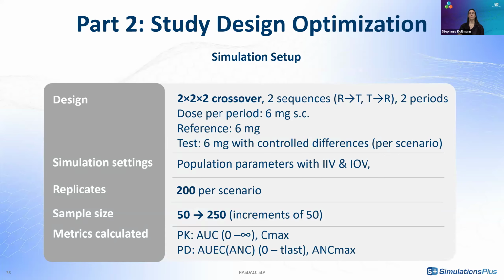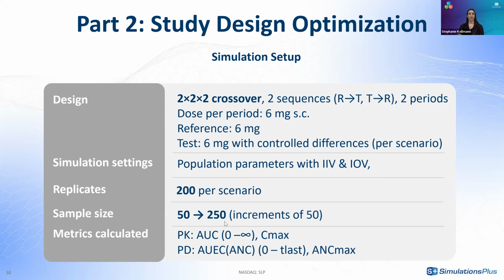For the simulations, we used a 2x2x2 crossover design, mimicking a typical biosimilarity study setup. Each subject receives both a reference and test product across 2 study periods. The test product included small controlled differences in key parameters. We simulated 200 replicates per scenario, varying sample size from 50 to 250 subjects.